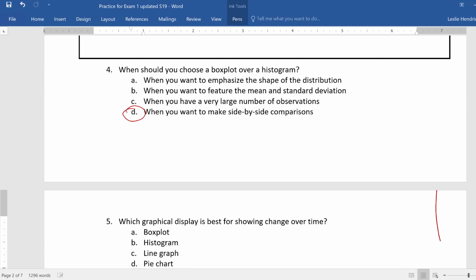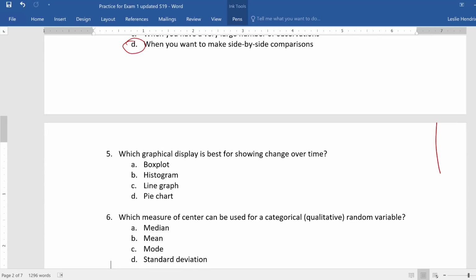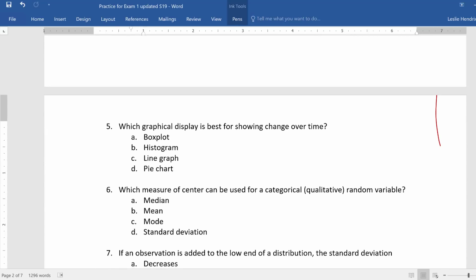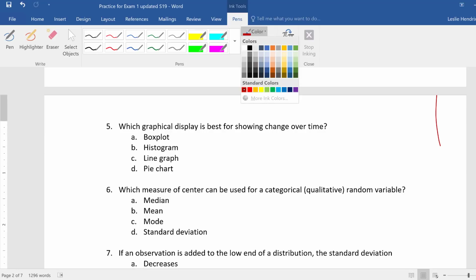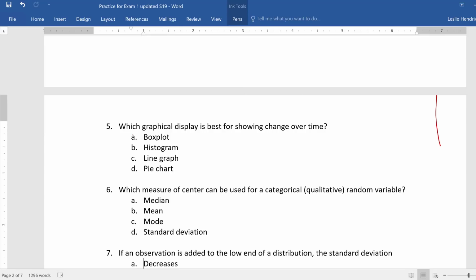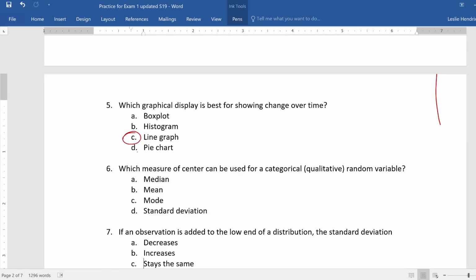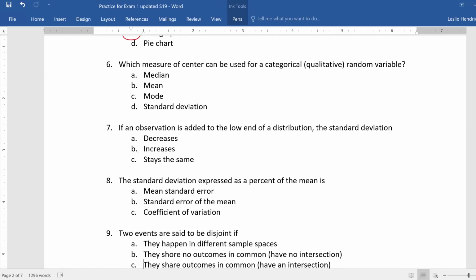All right, so which graphical display is best for showing change over time? Well, of course, that's the line graph. So a box plot is used for quantitative data sets, medium to large size quantitative data sets. A histogram is for the same situation when you've got a big set of numbers. A line graph shows change over time, and of course a pie graph or pie chart shows all the parts of a whole for a categorical variable.